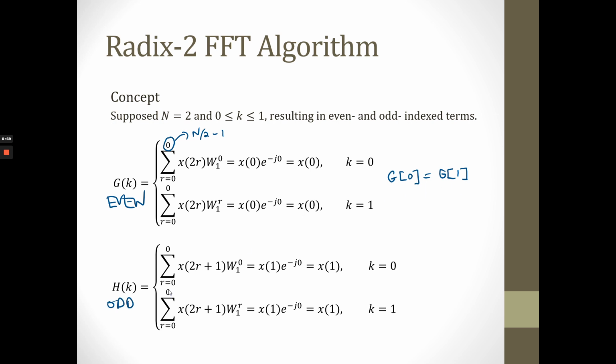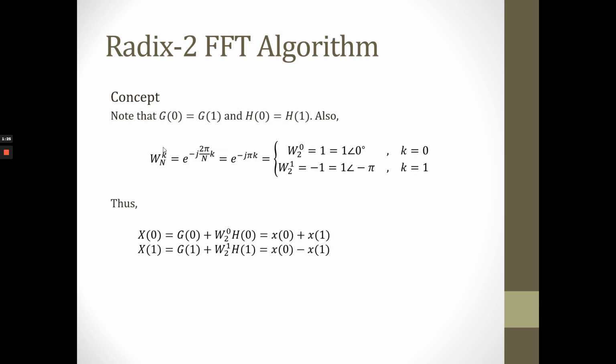For the odd function, from the summation from r equal to 0 until 0, again based on this equation, and then n equal to 2r plus 1 for the odd function. And we substitute r equal to 0 and k equal to 0, we have this one for k equal to 0. And then for k equal to 1 and r equal to 0, we also have this function where h0 is equal to h1.